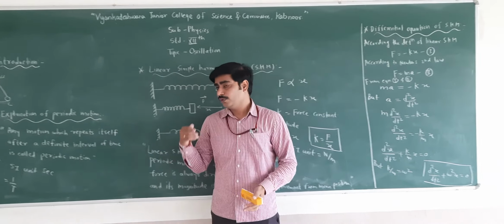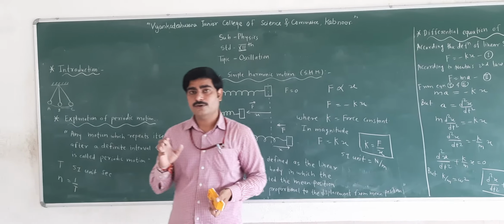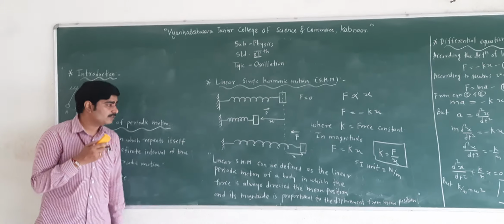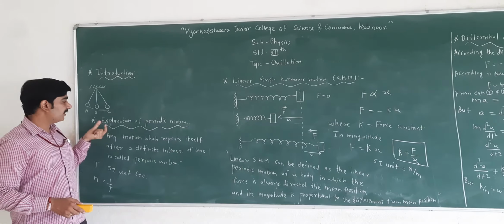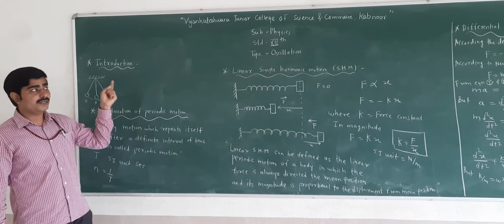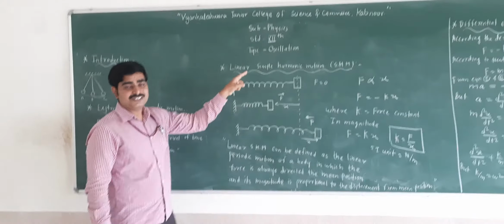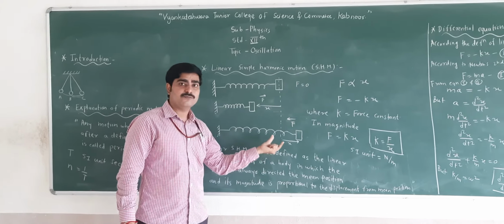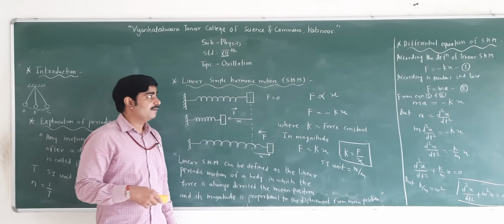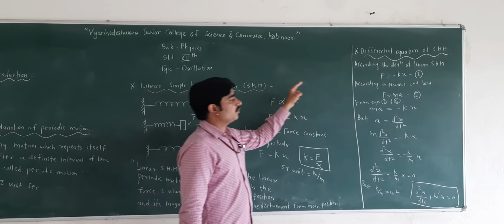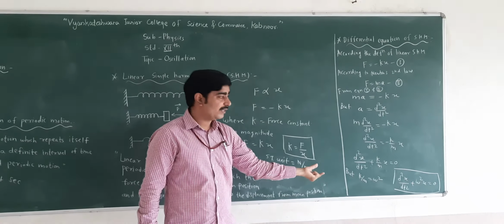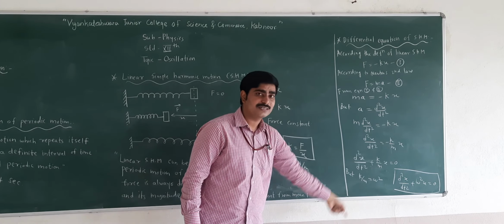Friends, today we have started one of the important topics from standard 12, that is oscillation. In that we have studied the introductory part. After that we have studied the meaning of periodic motion. Then we have studied the linear SHM, its definition, and an important formula for the force constant, that is k is equal to F upon x. And then we have studied the differential equation of linear SHM, that is d2x upon dt square plus omega square into x is equal to 0.